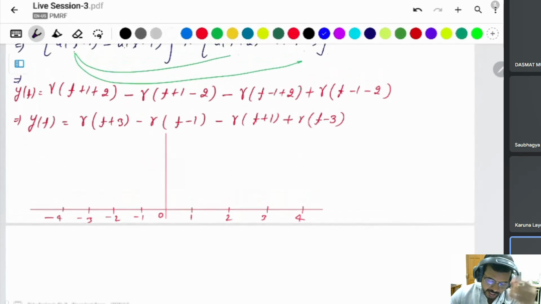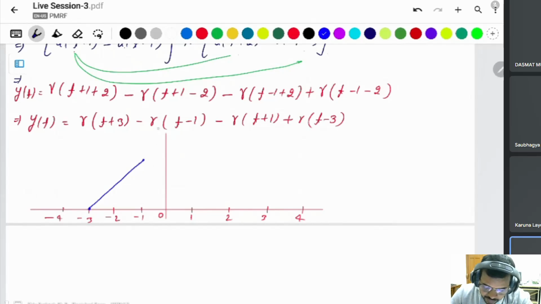There is a ramp signal started from t plus 3. It means there is a t plus 3 here. Okay, then it is subtracted the ramp signal from t minus 1. There is a t plus 3 to minus 1, then there is a minus 1 at minus 1.